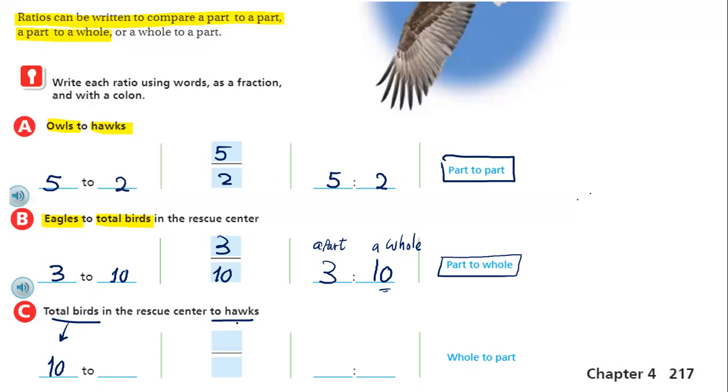2 hawks. What is the number of hawks in the question? Hawks is 2. Good job. So the ratio is 10 to 2. By another way, as a fraction, 10 over 2. By another way, 10 colon 2. And this question represents whole to part. Whole first, Abdulaziz. We wrote 10 first. So the whole number was 10, and the part number was 2.